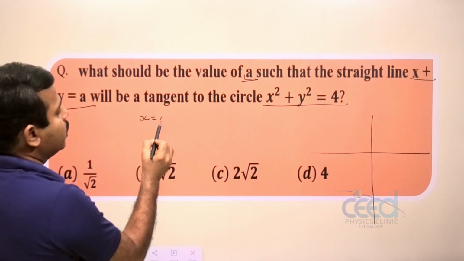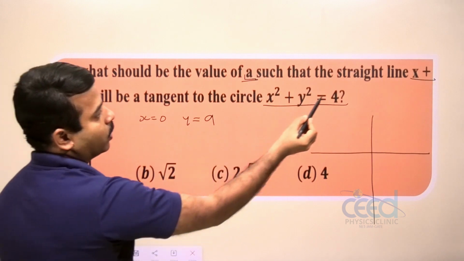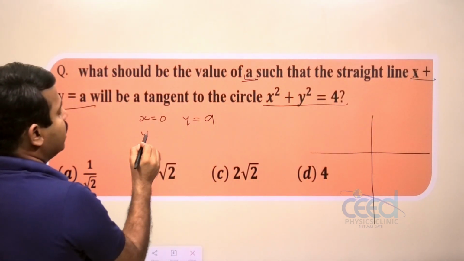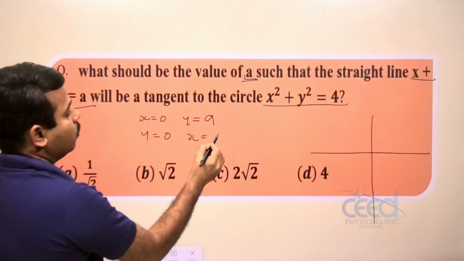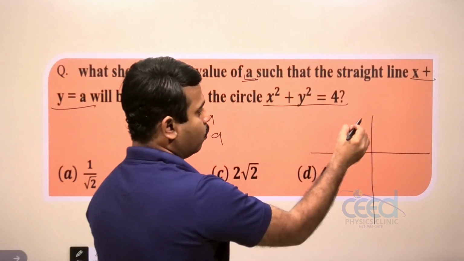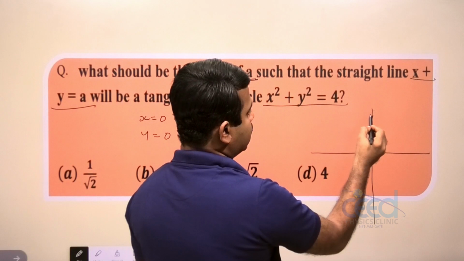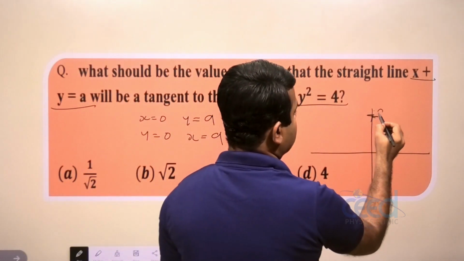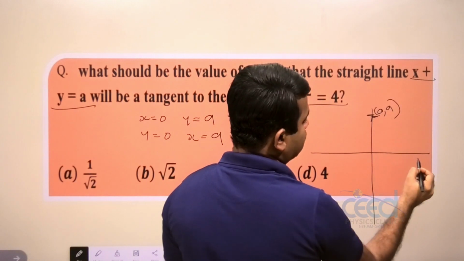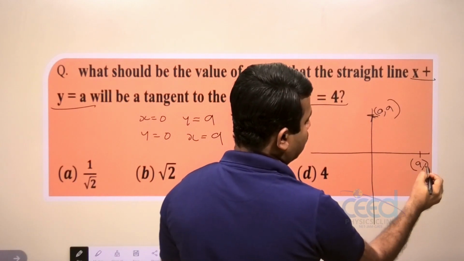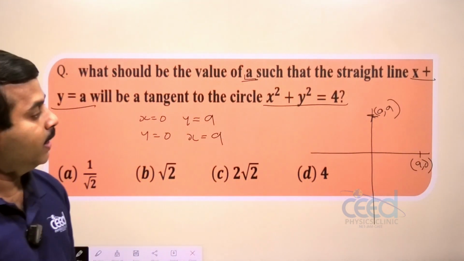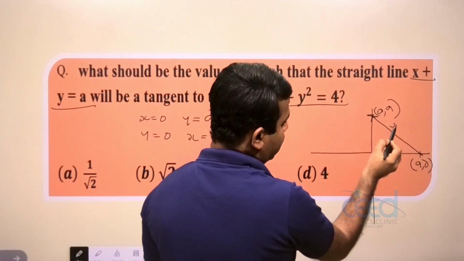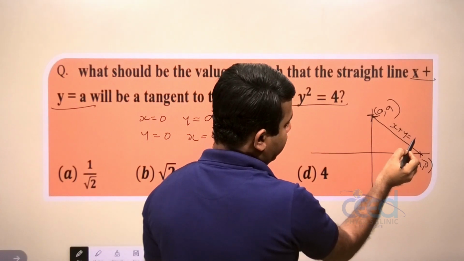When x is equal to 0, then y is equal to a. Put x is equal to 0 here, then y is equal to a. When y is equal to 0, then x is equal to a. Then how can I draw it? When x is 0, the point is 0, a, which is this. This is a, 0. Now this is the straight line x plus y is equal to a.